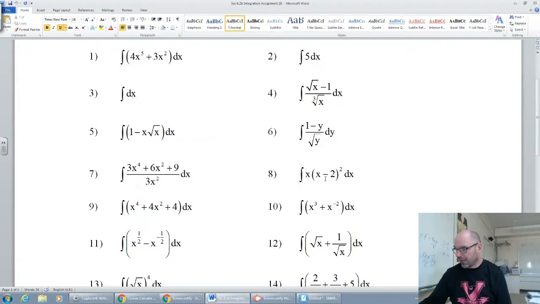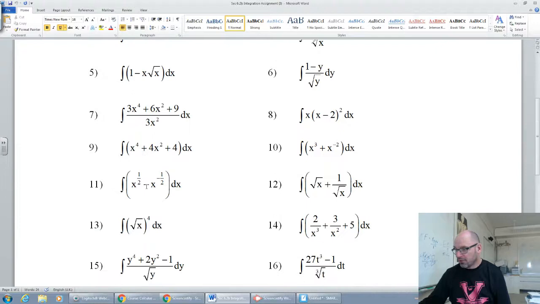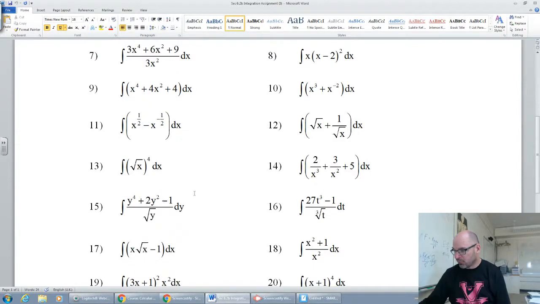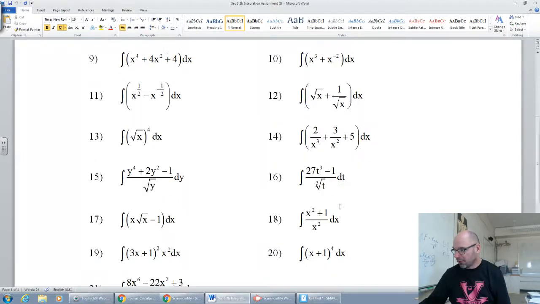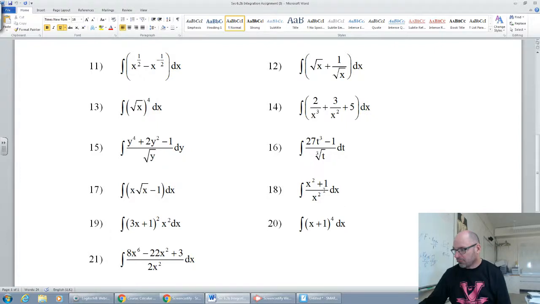This one you'd have to expand. Okay, this one's good. This one's good. This one's okay as well. Okay, here we'd have to rewrite this one, rewrite this one, rewrite this one. Have to expand this one out. Okay, have to divide this one out, divide this one out, divide this one out.